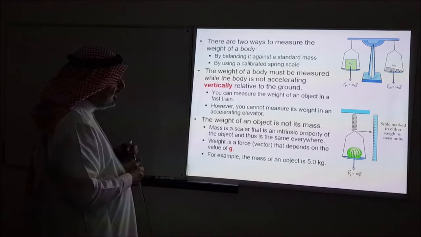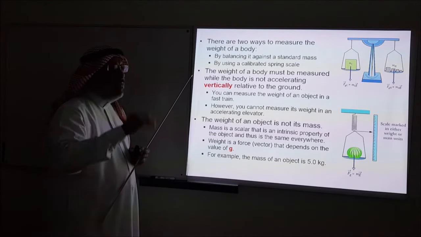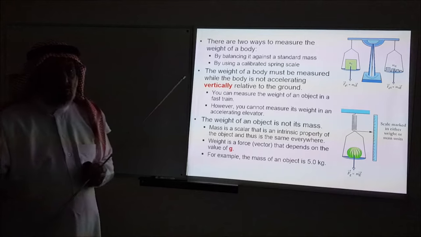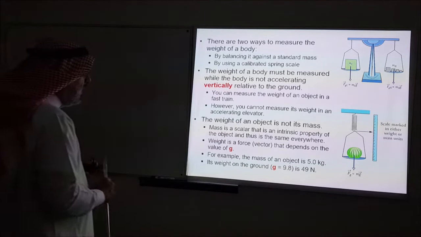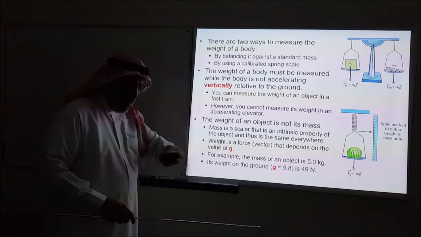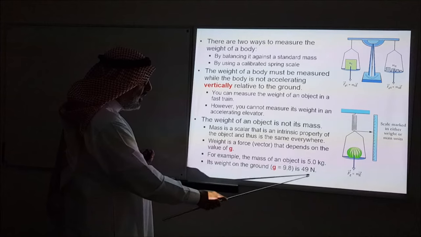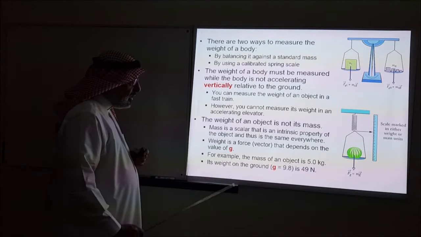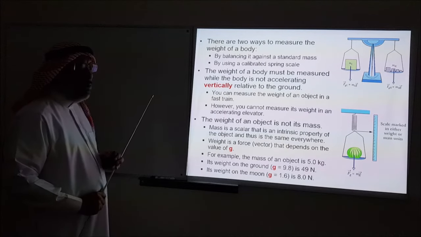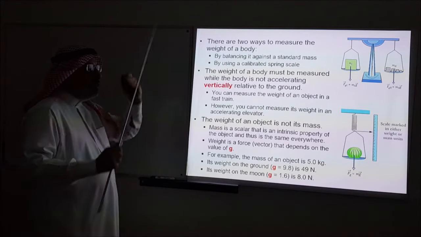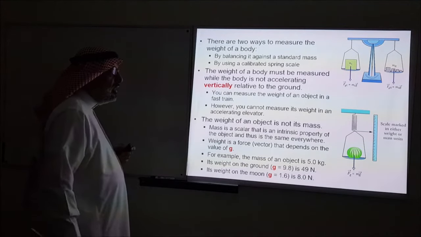For example, let's say that we have an object whose mass is 5 kilograms. Wherever in the universe you take that object, its mass is 5 kilograms. What about the weight? Its weight on the ground, on Earth, where g is 9.8, is 49 newtons. 9.8 times 5 is 49. But if you take it to the moon, where the gravitational acceleration is only 1.6, then its weight on the moon is only 8 newtons. So the weight depends on the value of g.